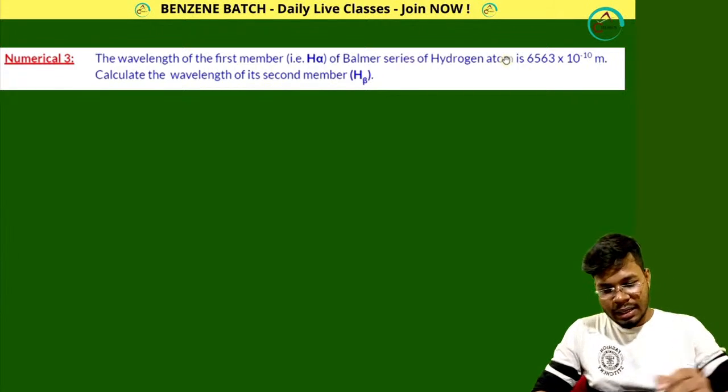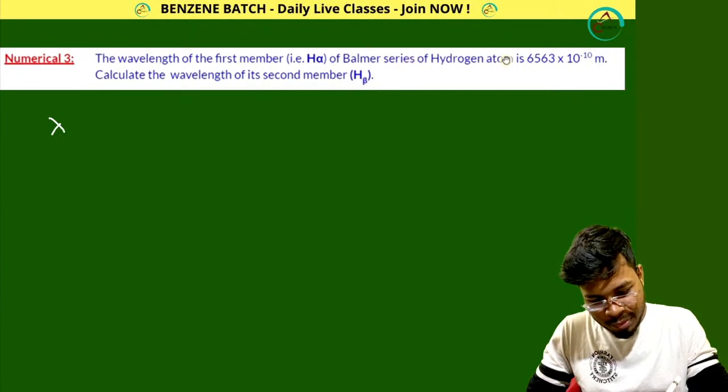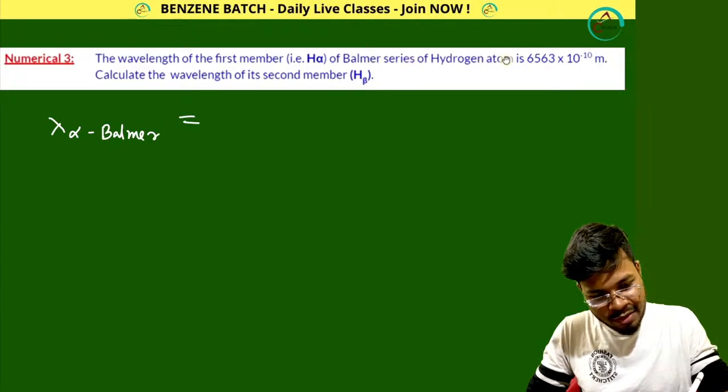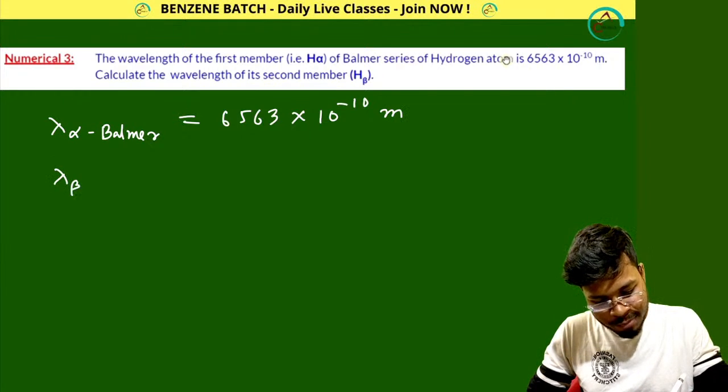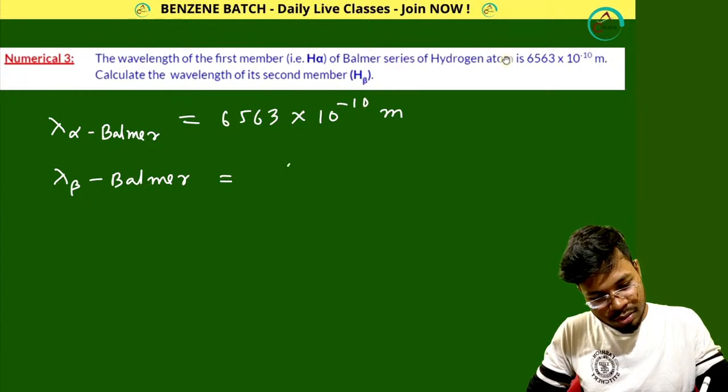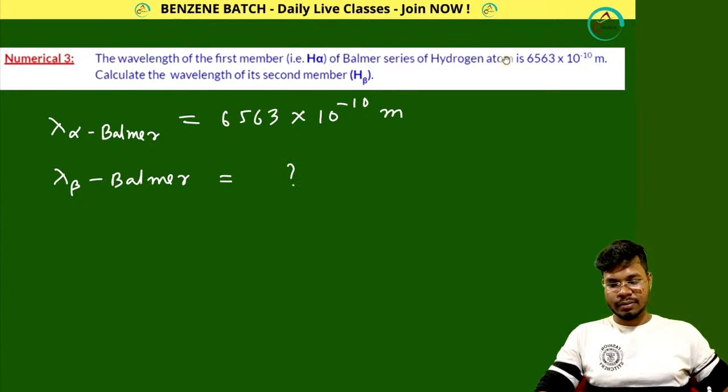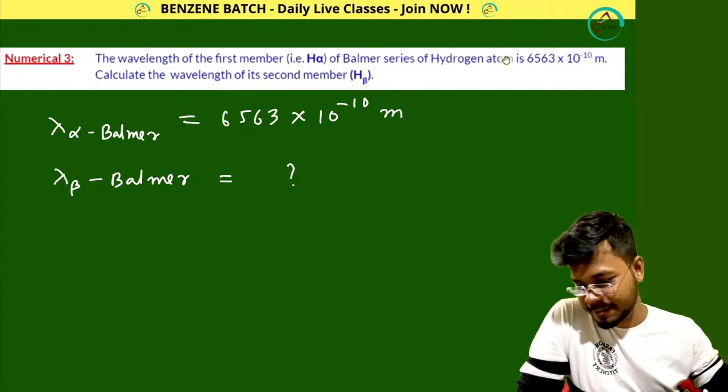That means this wavelength is given: lambda for alpha Balmer is given as 6563 multiplied by 10 to the power minus 10 meter, in SI. You have to calculate lambda for beta Balmer. That you need to calculate from here. How do you calculate that?